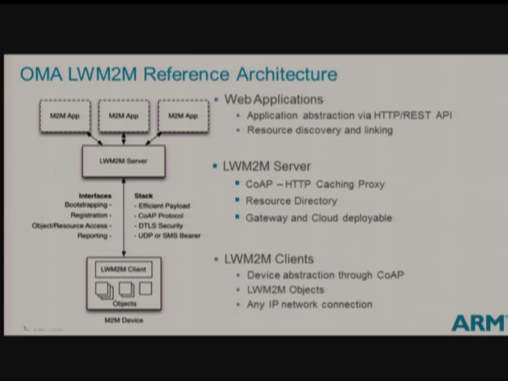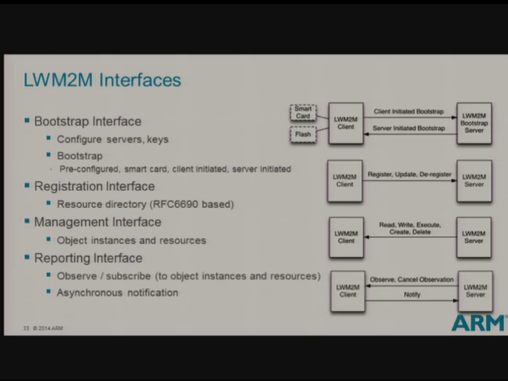Here is the reference architecture for OMA lightweight M2M. The web applications are just applications you write that use the RESTful interface. There's the lightweight M2M server, which has CoAP underneath it. It contains a resource directory, like I mentioned earlier, and can be implemented anywhere, cloud or gateway. It doesn't matter. And then there's the lightweight M2M clients, device abstraction through CoAP. So they sit there underneath this CoAP thing, and the devices can come and go and behave in a very sleepy way. And there's the services that they provide.